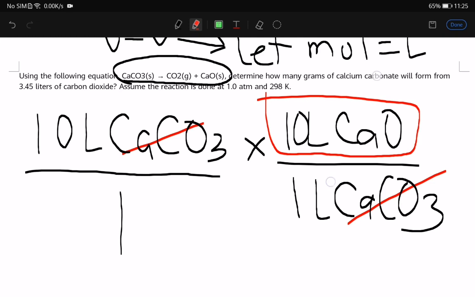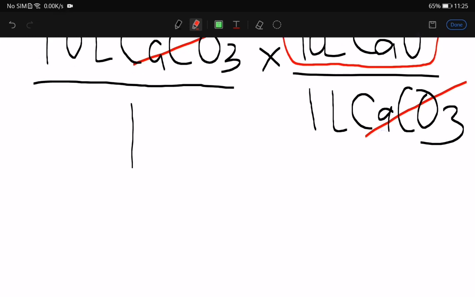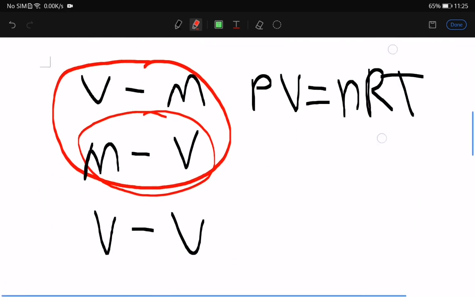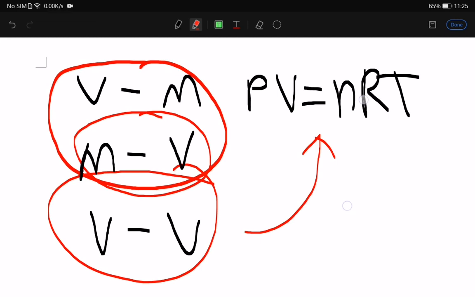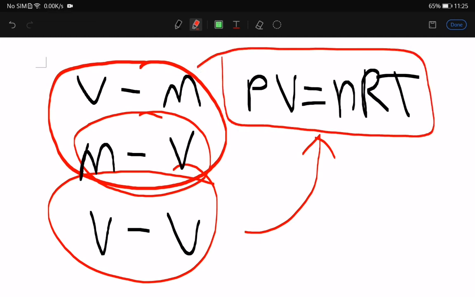I guess that wraps it up for gas stoichiometry and these types of relationships, and also how to utilize the ideal gas law in solving these types of equations. I hope you learned something.